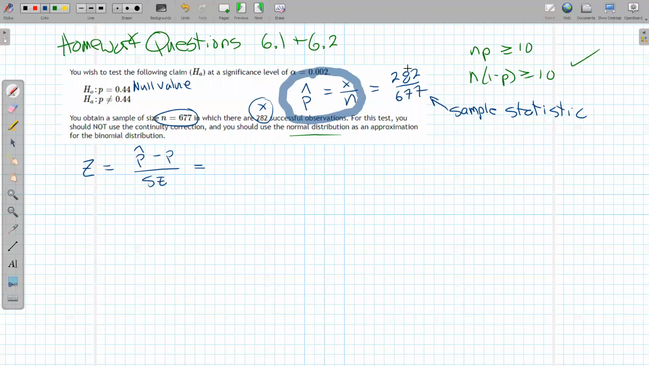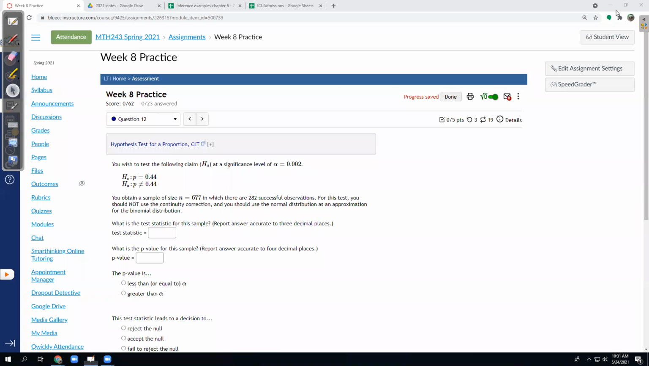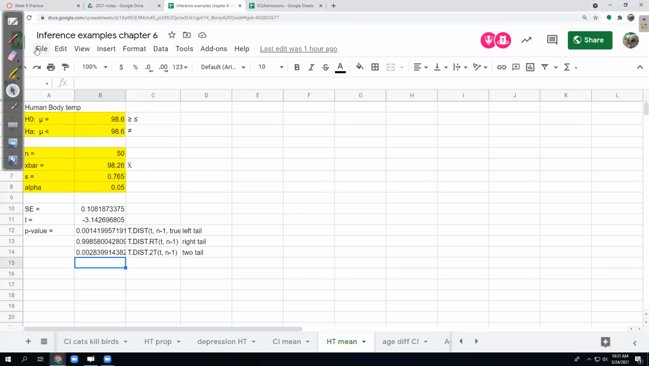So I'm going to do this on a spreadsheet, but I'm just going to write it down. My p hat, I'm just going to write as a fraction for now, 282 over 677. Minus the null value, which is 0.44, divided by the standard error. And to get the standard error, reminder, that is the square root of p hat times 1 minus p hat over n. So I'm just going to write standard error right there and go to the calculator to do this. So I'll share the calculator I'm using, which is a spreadsheet. So this is the same spreadsheet from last time.